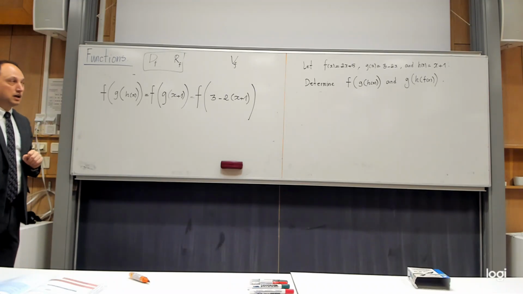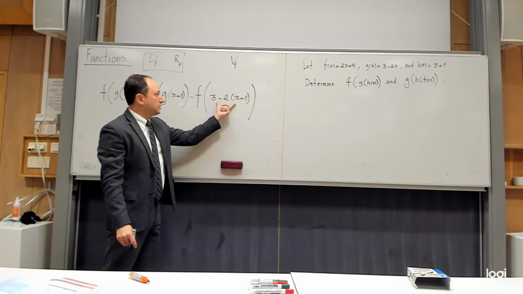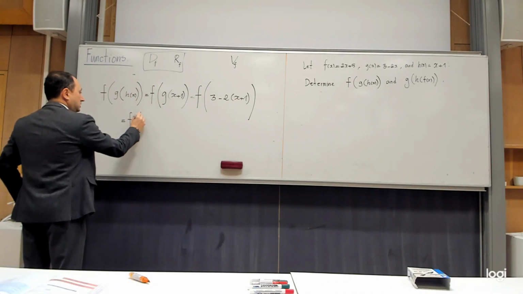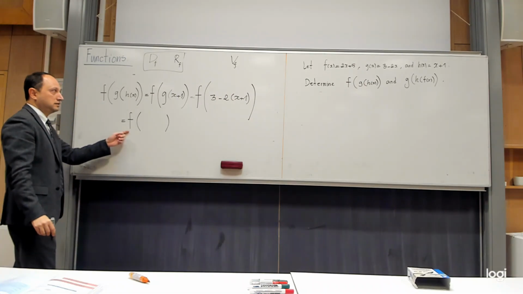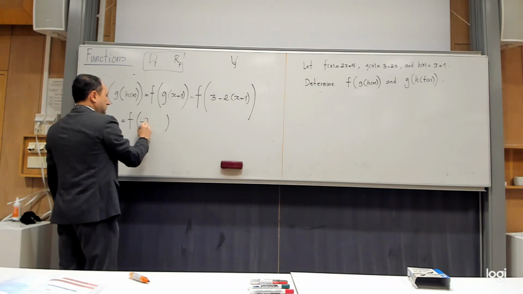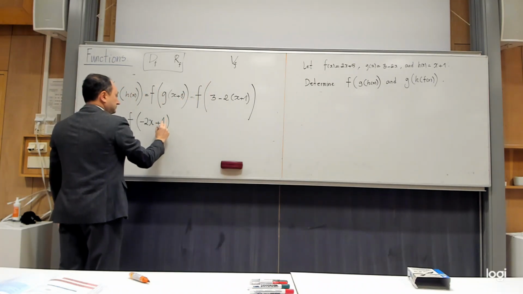Yes? Of course, I can start working with f with this, but I prefer to simplify and continue. So the next step is simplification. You see, I copy and paste f again. Minus 2x, minus 2 plus 3 is positive 1.